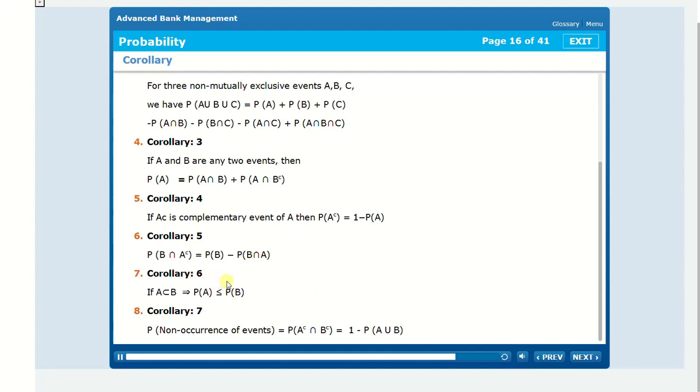Corollary 6. If A ⊂ B, then P(A) ≤ P(B). Corollary 7. P(Aᶜ ∩ Bᶜ) = 1 − P(A ∪ B).